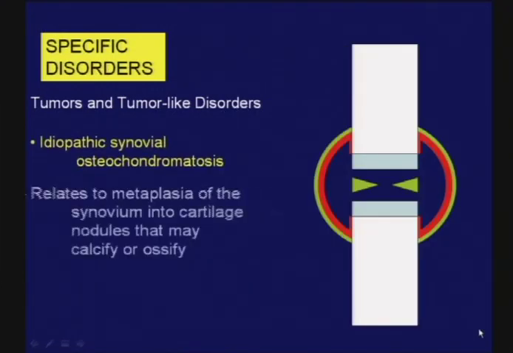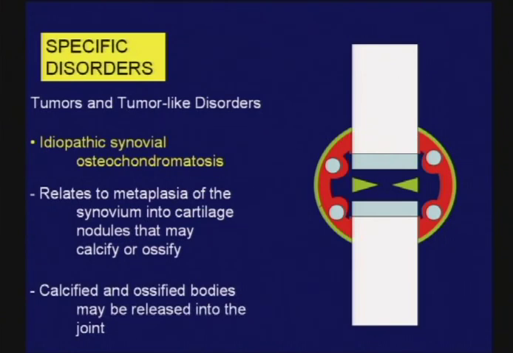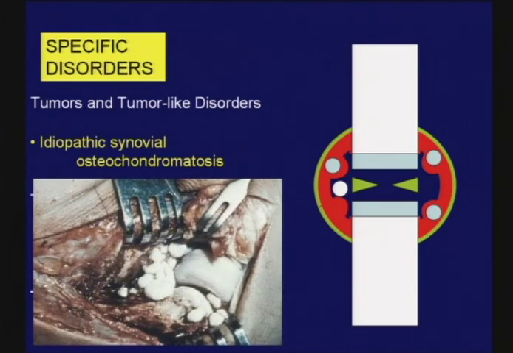Idiopathic synovial osteochondromatosis relates to the metaplasia of synovial lining into cartilage nodules that may subsequently calcify or ossify. These bodies may be released into the joint cavity where they become free. What can occur, in fact, is that later they become embedded in the synovial membrane. This is an operative photograph of an elbow joint showing you all of these cartilaginous nodules. Often they are of about the same size.